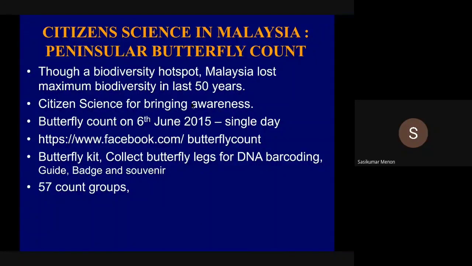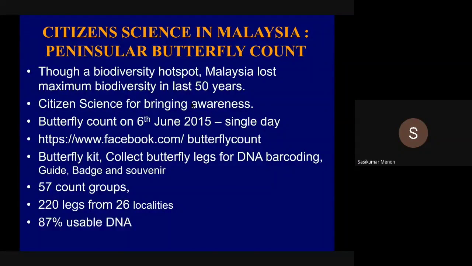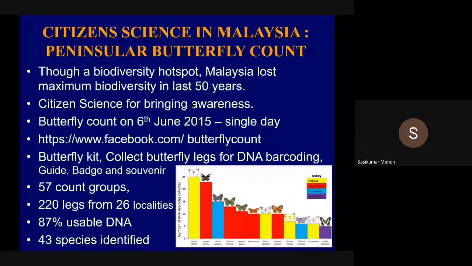And you won't believe it, 57 counting groups were there, and they collected 220 butterfly legs in 26 localities. 87% of the legs could be used, they could extract usable DNA. So that means the collection was not bad. Citizens are quite good at doing scientific work, and they counted 43 species. It's a very good thing. Now, citizen science therefore has a lot of strength. It has to be tackled and harnessed in the right way.